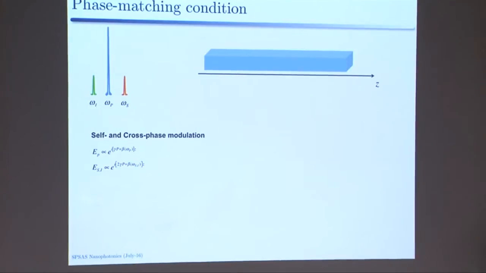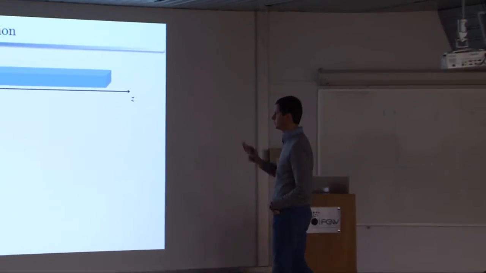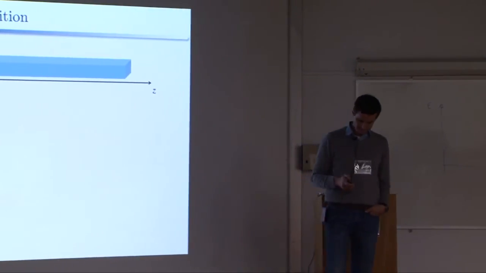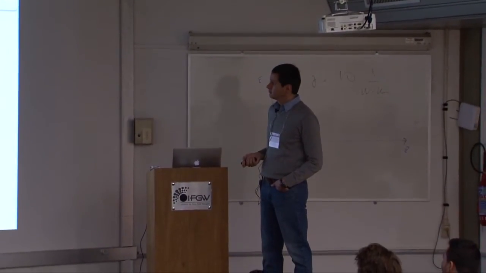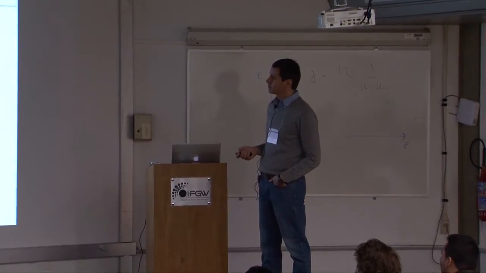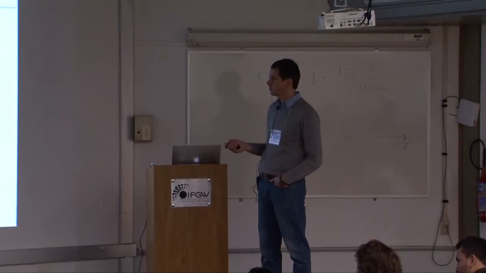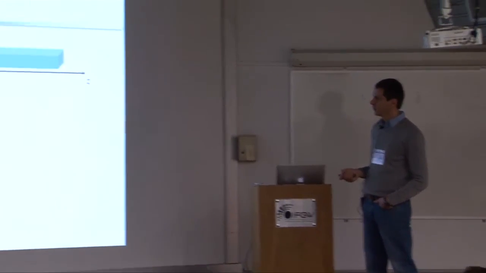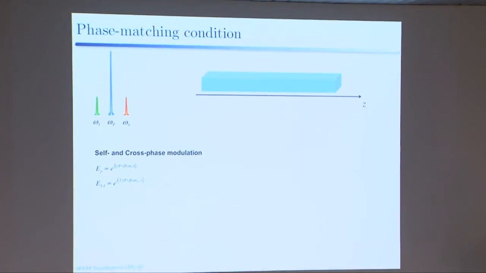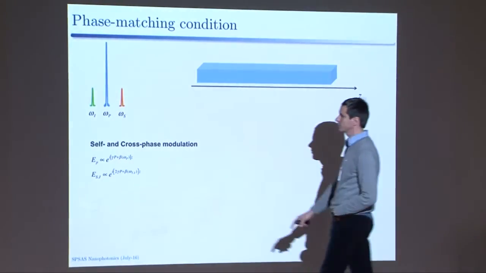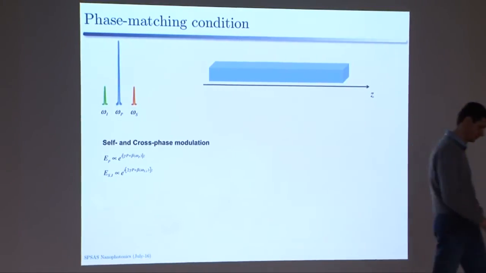We saw from the equations what it means. But let's just have a physical vision for this particular case. All right, I send them in. I already know what happens to the pump. It's going to have only a phase factor, the self-phase modulation. And I already know what's going to happen for the signal and idler. They are going to have cross-phase modulation created by the pump. And it's twice then. We know that.